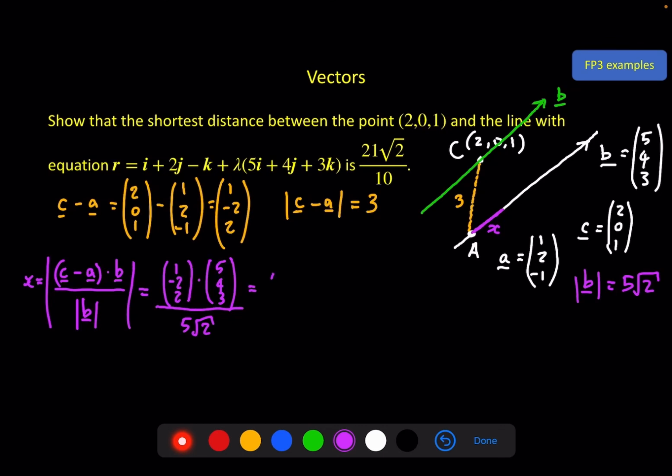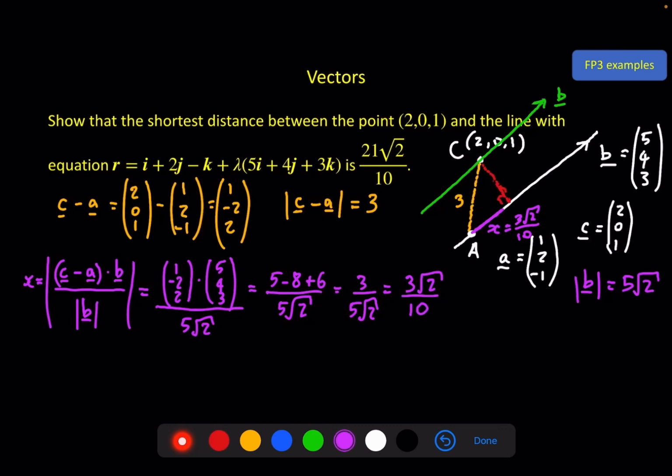So this is 5 minus 8 plus 6 over 5 root 2, and that gives me minus 3, 3 over 5 root 2. Might be slightly easier if I rationalize the denominator. 3 root 2 over 10, and that is x down here. So all I have left to do is to apply Pythagoras.